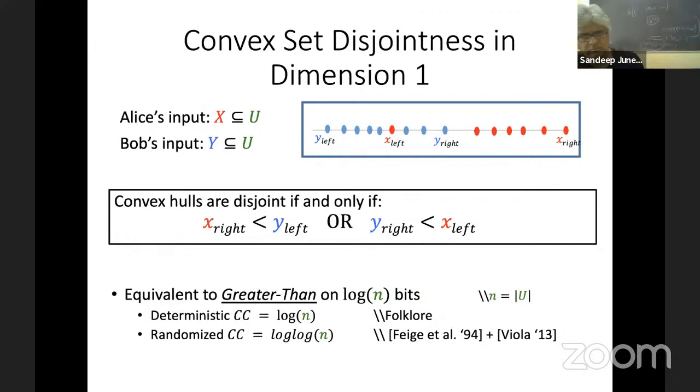And it can also be done in a randomized manner, and actually much faster. Then one only needs log log n bits, and this is based on a clever hashing argument combined with a binary search. Okay, so just to summarize, in one dimension this problem amounts to just comparing two numbers. It has the same complexity.